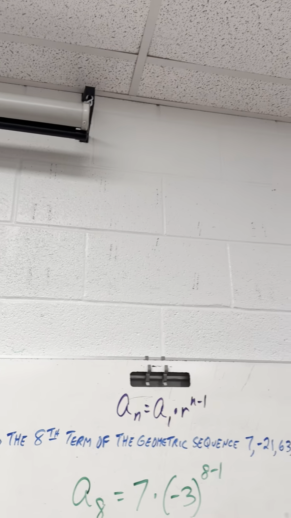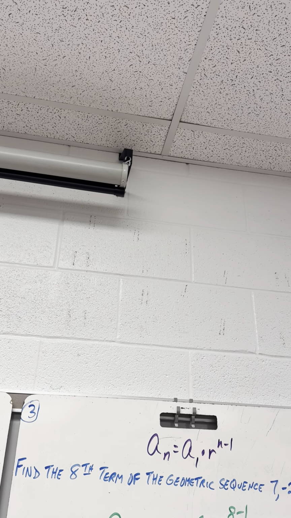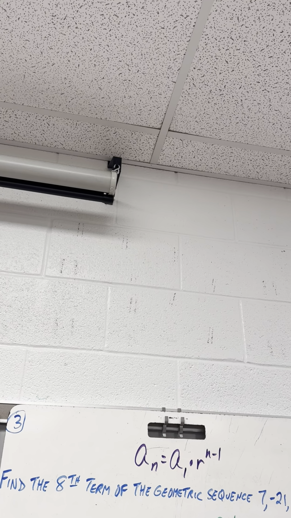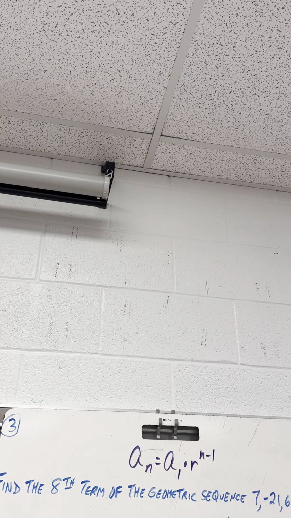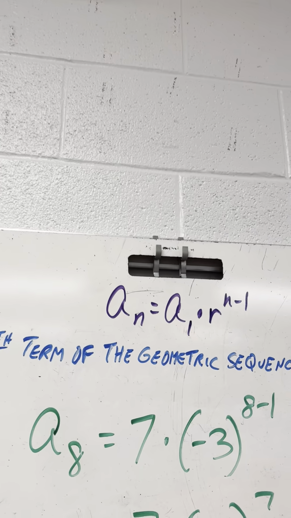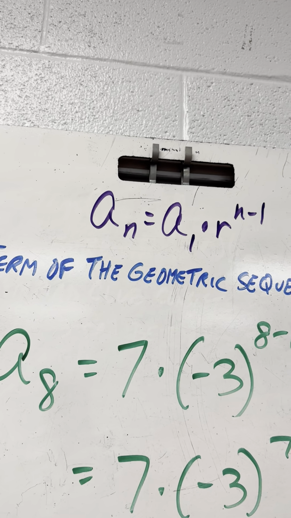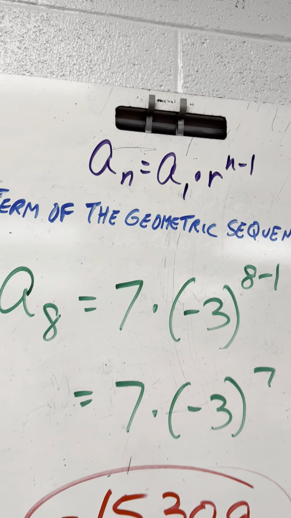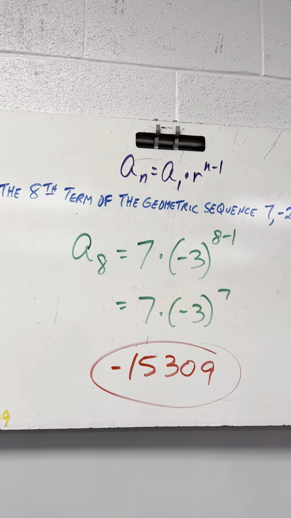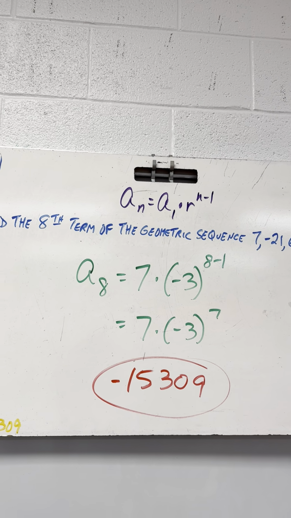Find the 8th term of the geometric sequence 7, negative 21, 63. So the ratio is negative 3. 7 times negative 3 is negative 21. So we're going to do 7 times negative 3 to the 8 minus 1, or 7 times negative 3 to the 7th power. You get negative 15,309. Don't forget, do not put commas in there.